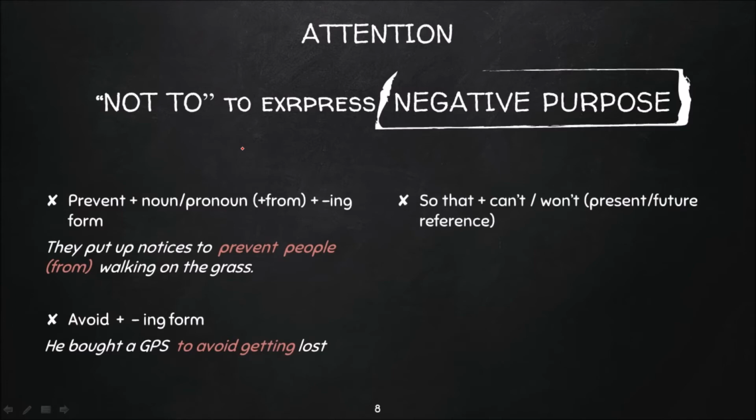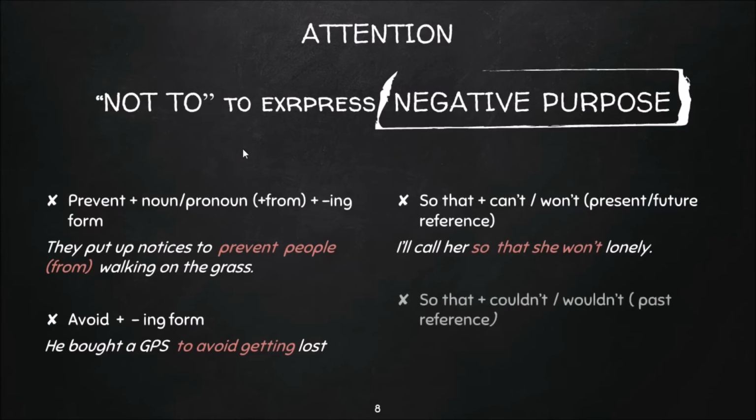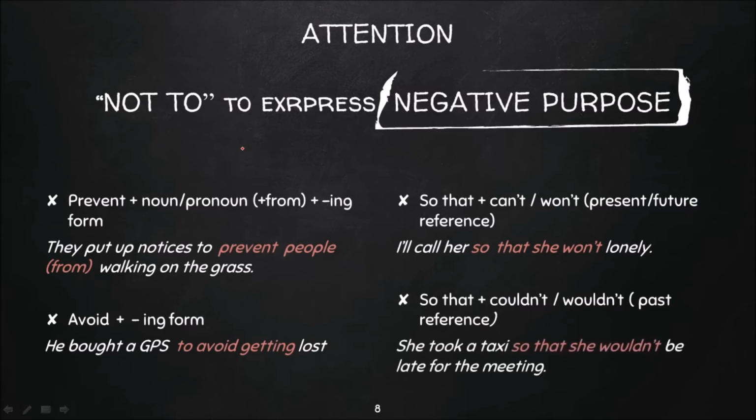Now we've got so that plus modal verbs can't or won't that refer to the present or future. I'll call her so that she won't be lonely. So that plus couldn't or wouldn't, which obviously refers to the past. She took a taxi so that she wouldn't be late for the meeting.